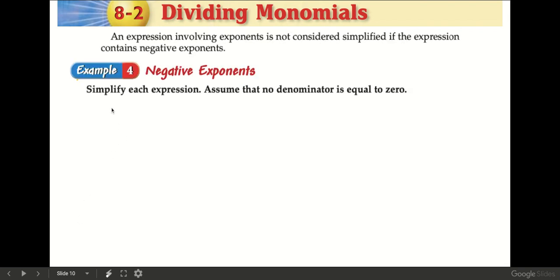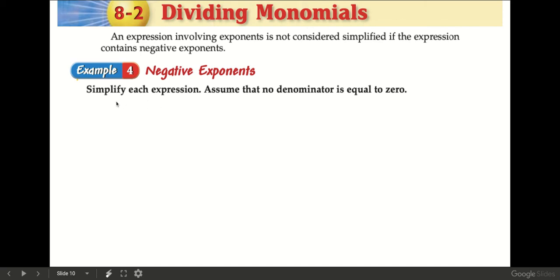So, an expression involving exponents is not considered simplified if the expression contains any negative exponents. So, whenever we're dealing with simplifying expressions, we want to make sure that we deal with negative exponents and turn them all into positive exponents. And again, how do you do that? By converting it to its reciprocal.